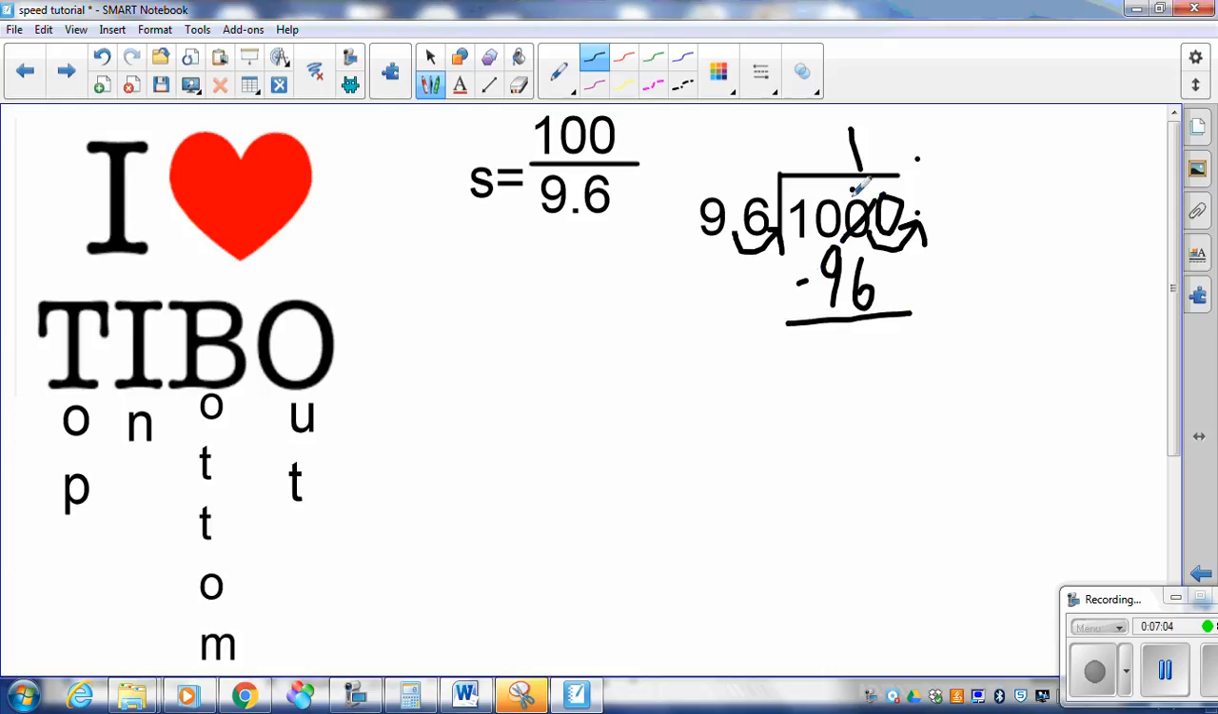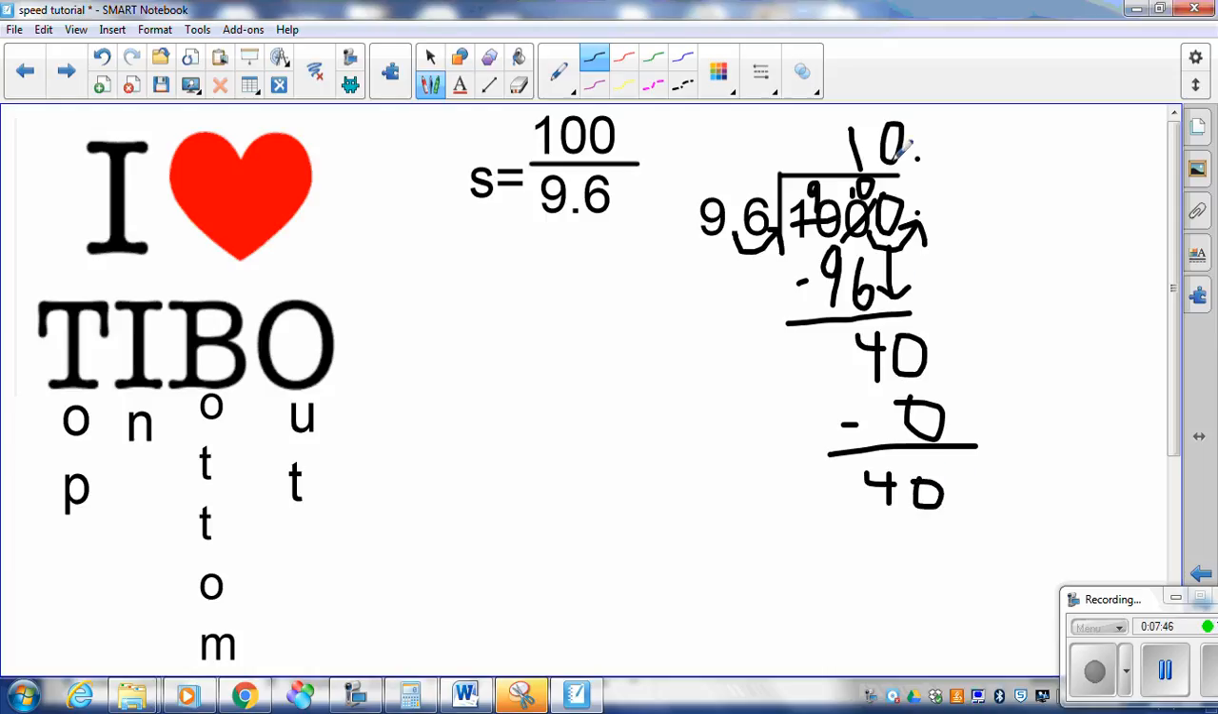So 10 minus 6 is 4. I had to borrow. I don't think math says borrow anymore. Sorry. 9 subtracted by 9 is a 0. So now I have to bring down this 0. 96 cannot go into 40. It goes in 0 times. So 96 times 0 is 0. This is easy subtraction. 40 minus 0 is 40.